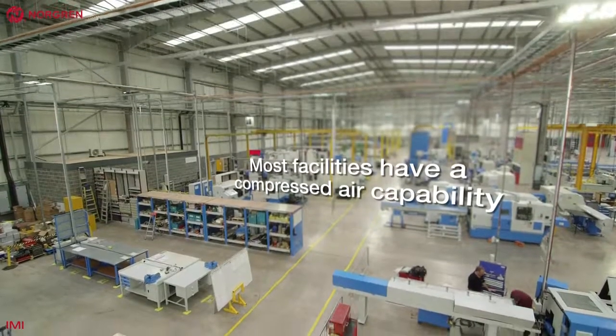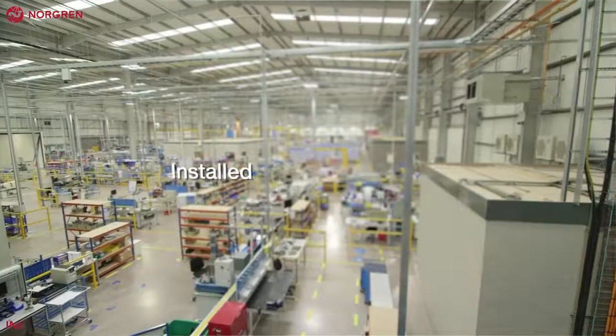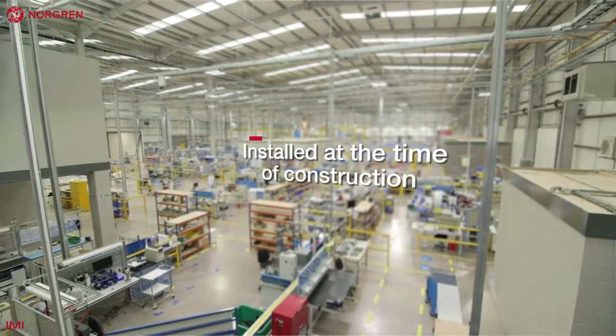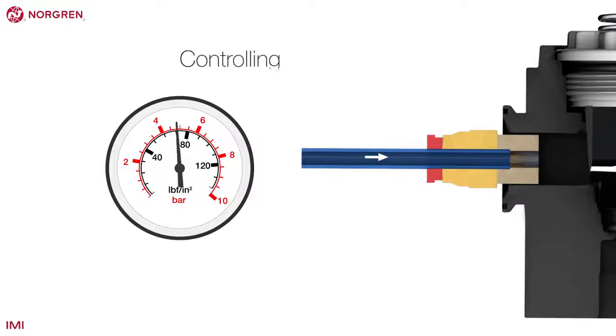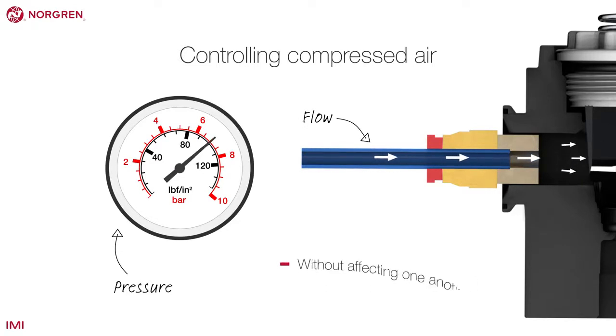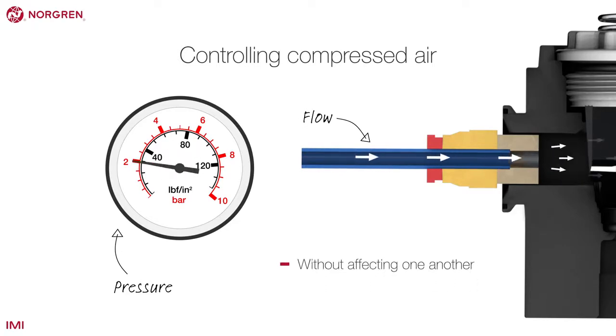Most facilities have a compressed air capability, which is installed along with other utilities at the time of construction. Compressed air can be controlled in two ways: pressure and flow, and if it's done correctly, without affecting one another.